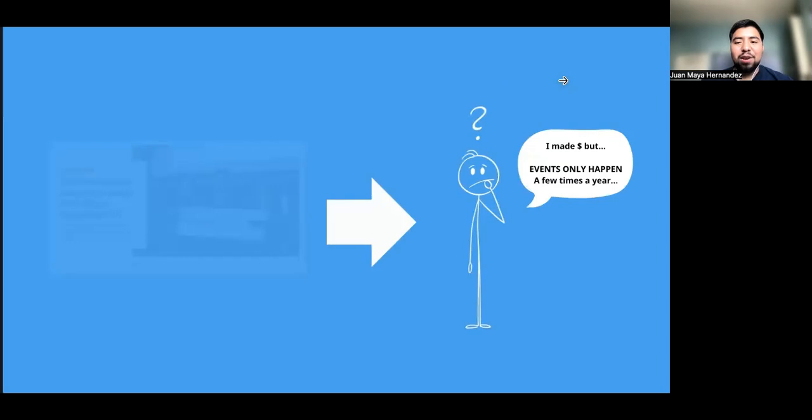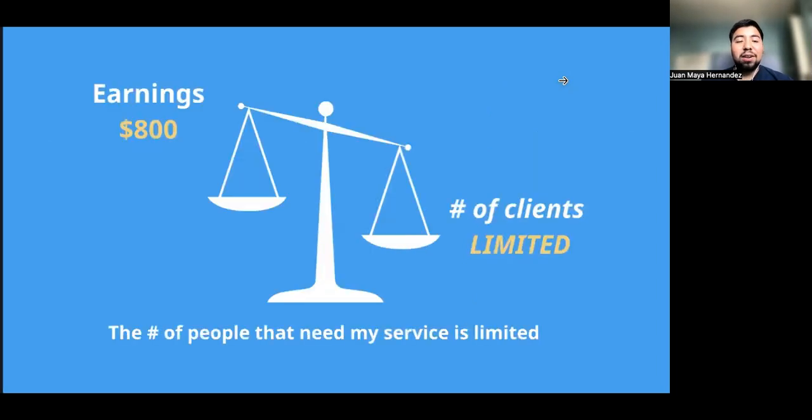Because events only happen a few times a year. When I was taking a look at the balance between how much I could earn and the number of clients that I could get, yeah, I could potentially get $800 for the service, but there's only so many events happening on campus that I could actually charge $600 for.